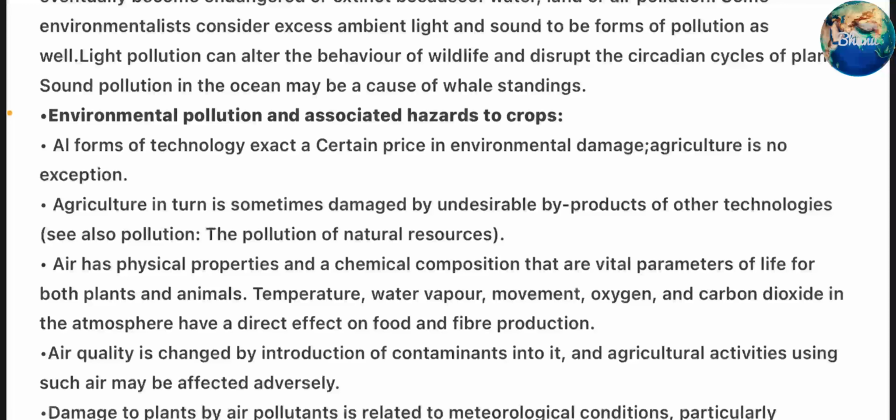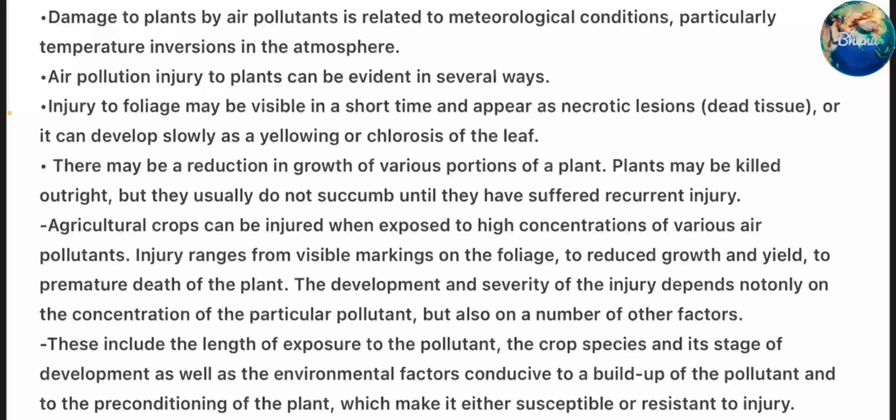Air has physical properties and a chemical composition that are vital parameters of life for both plants and animals. Temperature, water vapor, movement, oxygen, and carbon dioxide in the atmosphere have a direct effect on the food and fabric and fiber production. Air quality is changed by introduction of contaminants into it, and agricultural activities using such air may be affected adversely. Damage to plants by air pollutants is related to the meteorological conditions, particularly temperature inversions in the atmosphere.